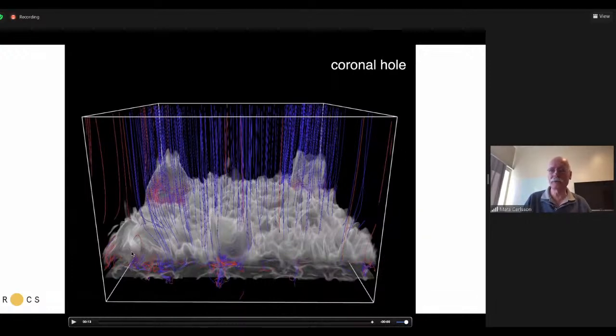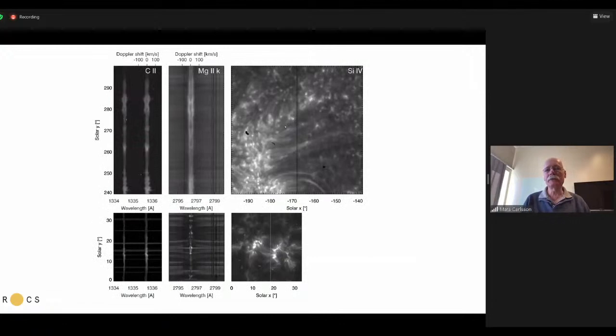happening in the chromosphere. So how does this compare with observations? Of course, that's really crucial. And luckily, we have space observations as well. So this is from IRIS. This is a slit jaw image in silicon 4. It's part of it, so it's an enlarged image. And we have then magnesium 2, the K line, and the carbon 2 lines along this slit.